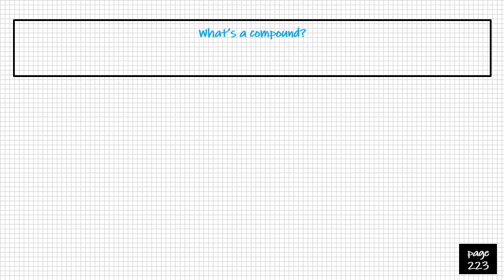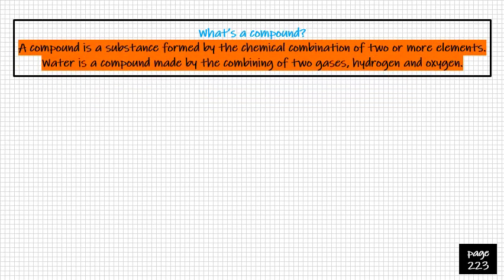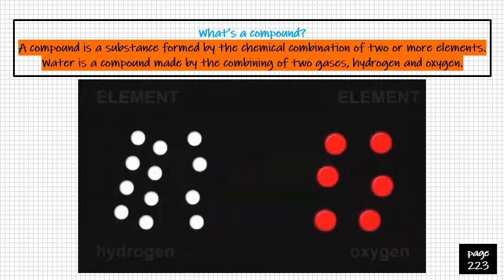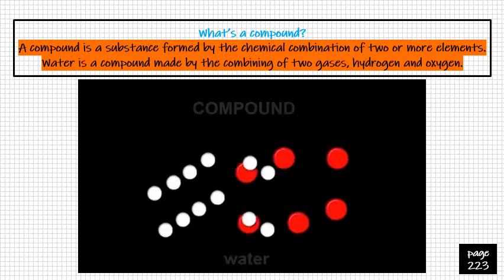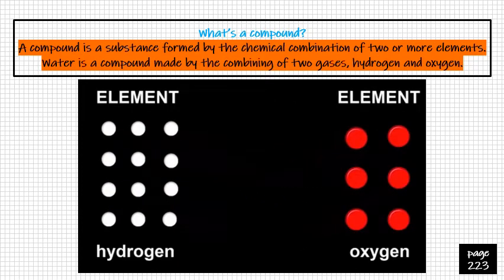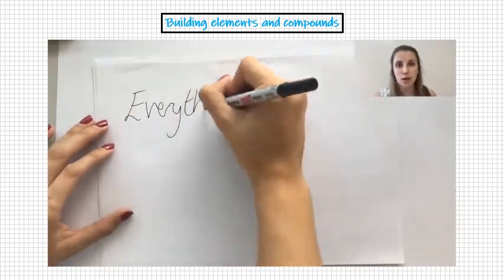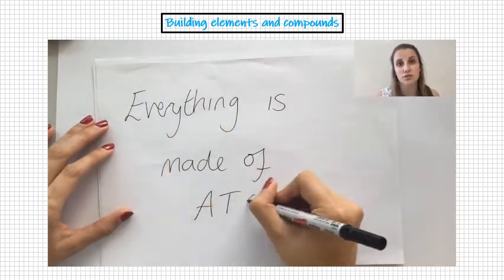A compound is two or more different elements chemically bonded together. Believe it or not, compounds are all around us. Water, salt, and sugar are examples of compounds. In the water case, hydrogen atoms are bonded to oxygen atoms. So atoms make up absolutely everything in the world around you.